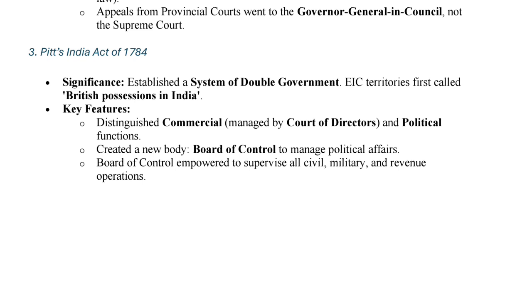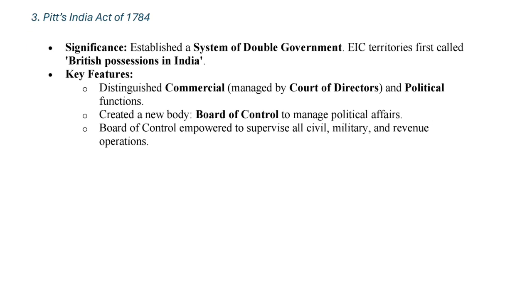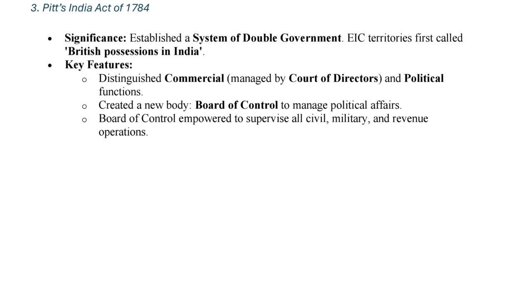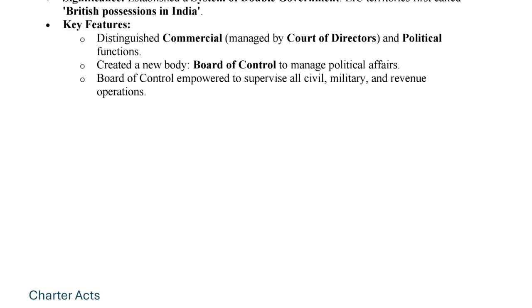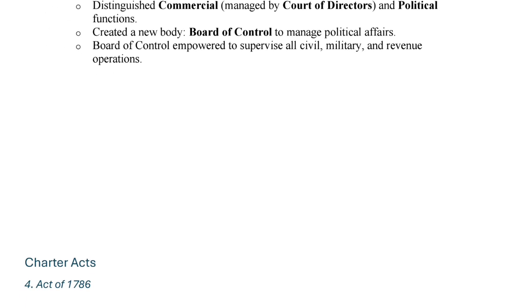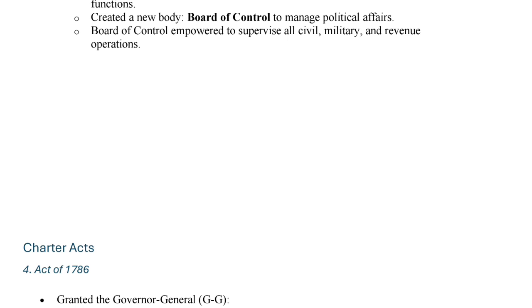3. Pitt's India Act of 1784. Significance: established a system of double government. EIC territories first called British possessions in India. Key features: distinguished commercial, managed by Court of Directors, and political functions. Created a new body, Board of Control, to manage political affairs. Board of Control empowered to supervise all civil, military, and revenue operations.